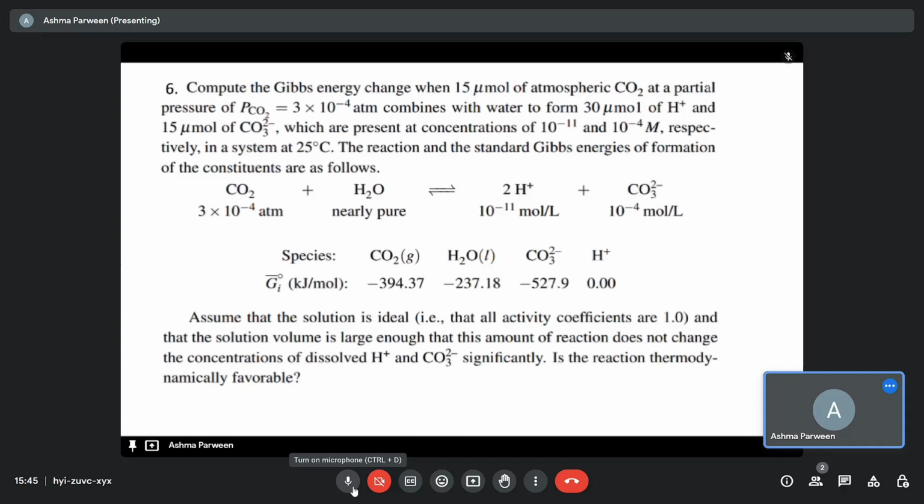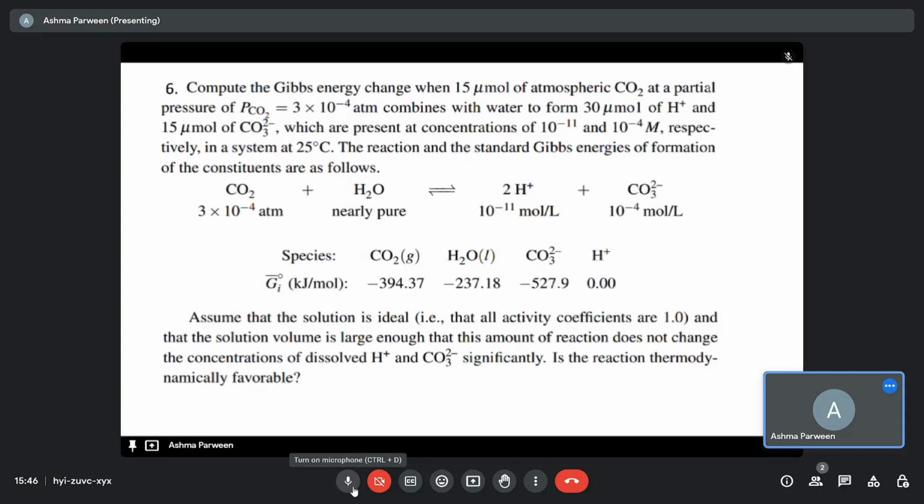So here it is given: compute the Gibbs energy change when 15 micromoles of atmospheric CO2 at a partial pressure of this combines with water to form 30 micromolars of H plus and 15 micromoles of carbonate, which are present at concentrations of this and this respectively in a system at 25 degrees centigrade. The reaction and the standard Gibbs energy of formation of the constituents are given as follows. So we have been given the concentration of the constituents along with the Gibbs free energy of formation.